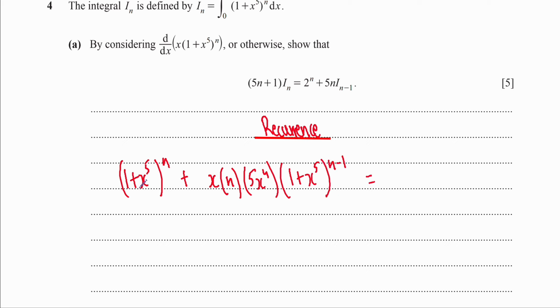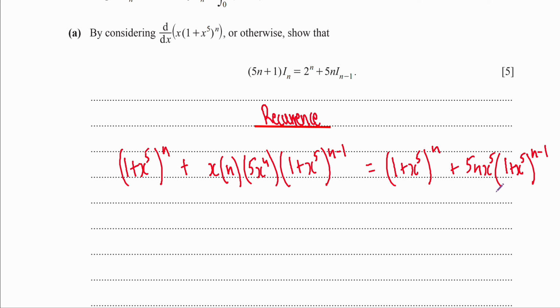And this is equal to 1 plus x to the 5 to the power n plus, and now this is 5 times n times x to the power 5, so 5n x to the power 5, and then I have 1 plus x to the power 5 to the power n minus 1. Okay, so we have this so far. Okay, what can we do? Well, if you look at this term right here, we took the derivative of this and ended up getting this right here.